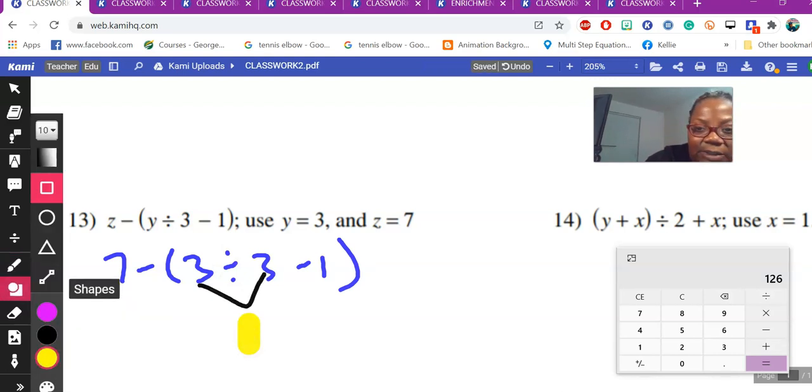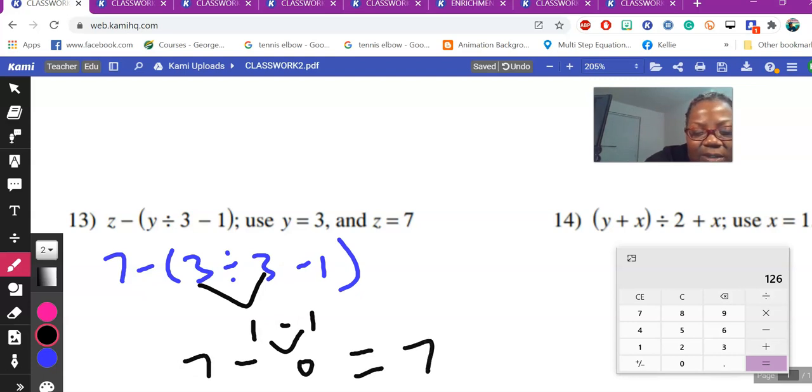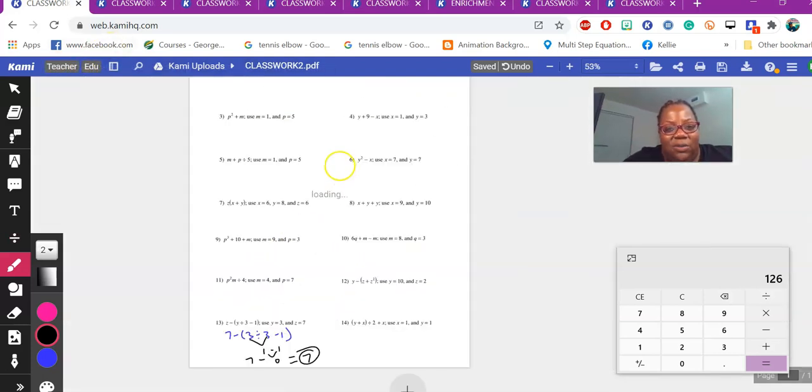1 minus 1, that's 0. Bring down what was left. 7 minus 0, 7. Right? You've done way harder problems than this, right? Alright, y'all got that. Okay, let's move on to what else we have.